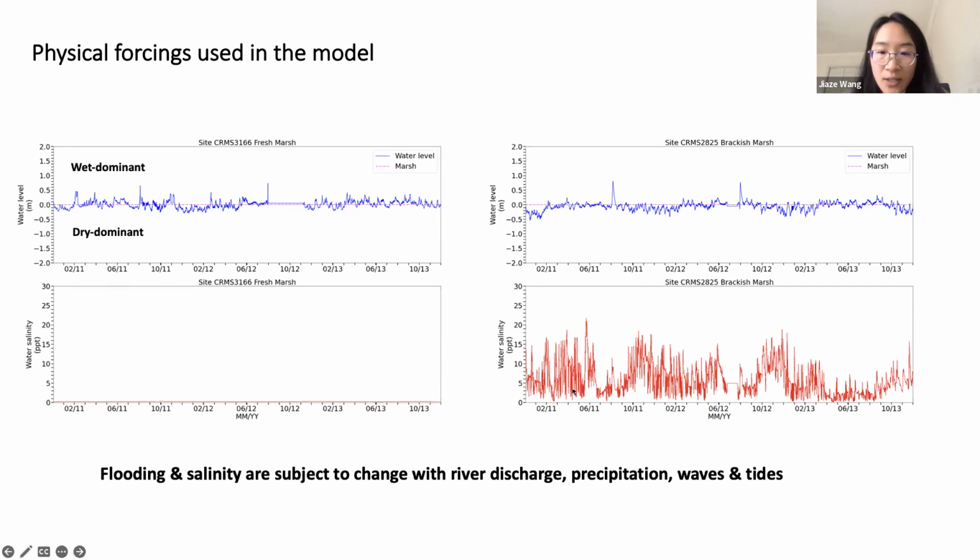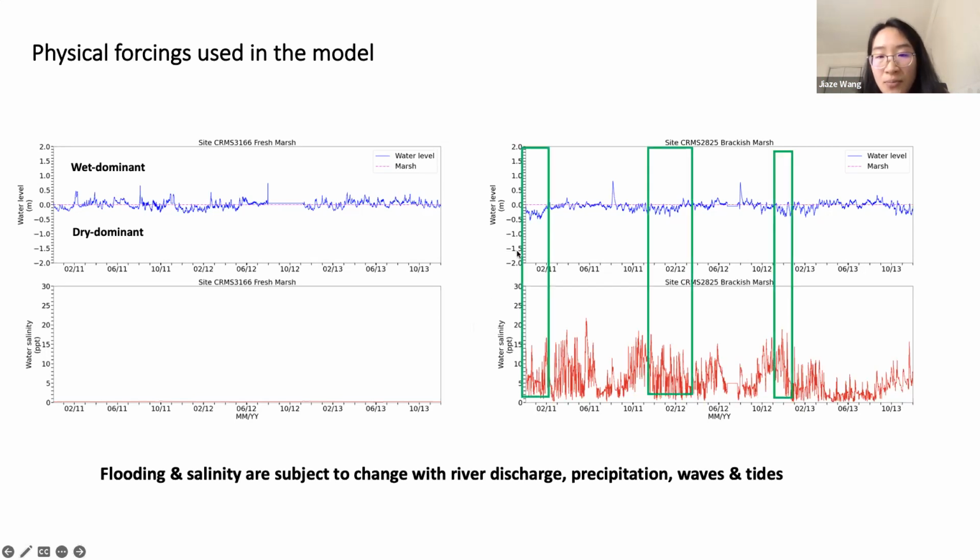And another forcing in the model is the salinity. Again, it's similar to the water level because river discharge is fresh water, and the waves and tides bring ocean or coastal water to the marsh. So it's not as simple as a tidal function. It can oscillate very differently than a tidal cycle. So I use all the observed salinity pattern data to force the surface hydrology in the model framework.